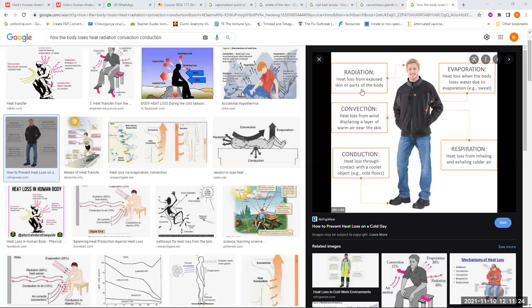And then the other one is conduction, once it's touching something. Let's say you have a fever and you put on a shirt. After you wear the shirt for a while, let's say it's cotton, and you take it off, if somebody comes and touches the cotton shirt, it feels warm.